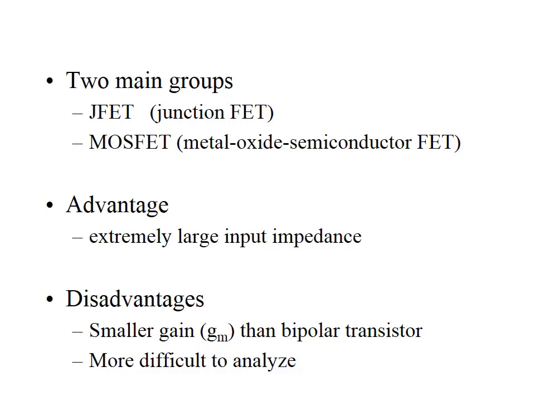Okay, but let's see what the disadvantages are. It has a smaller gain than the bipolar transistor. So when we think of a transistor as an amplifier, we mainly tend to use the BJT transistor, as it has much higher gain. Another disadvantage of the FET transistor is that it is more difficult to analyze.